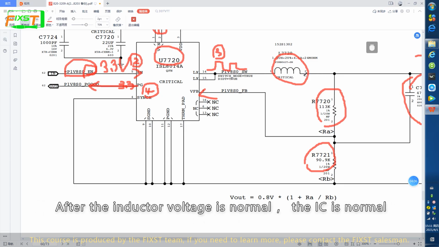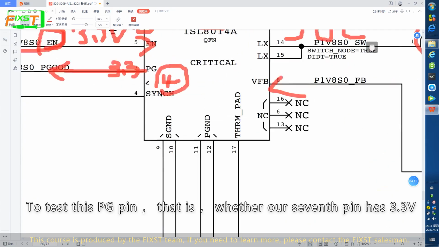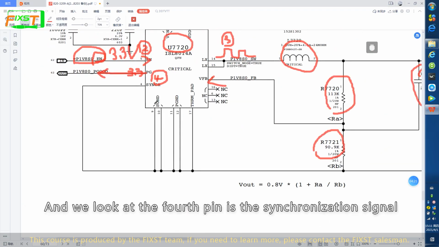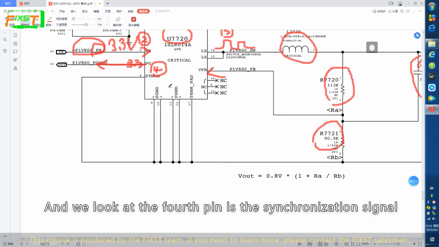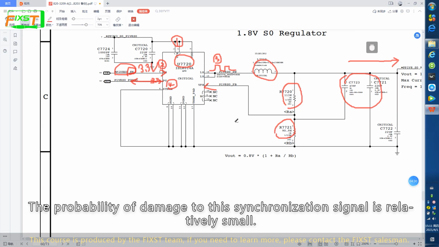After the inductor voltage is normal, the IC is normal. After that, what shall we go to test? The PG pin, that is, whether our 7th pin has 3.3 volt. If there is 3.3 volt, it means that our IC is good. The 4th pin is the synchronization signal. The sync signal pin is generally not tested in maintenance, because the probability of damage to this synchronization signal is relatively small.